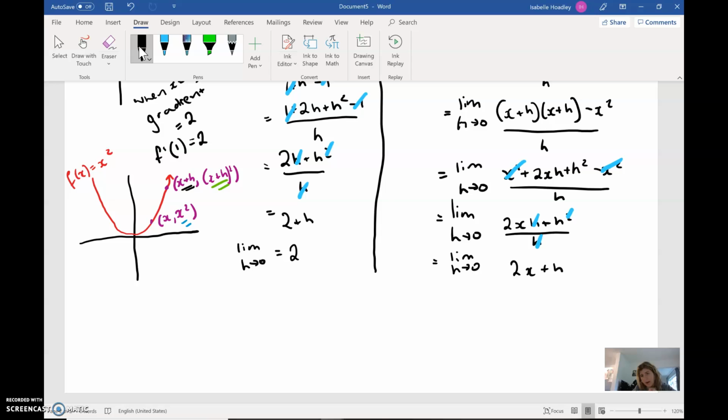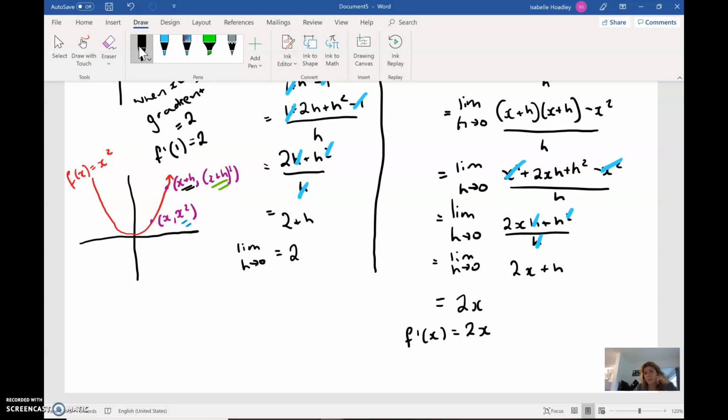Okay, so we're looking at our limit as h approaches 0 of 2x plus h. Now, we've eliminated all the other h's, especially that one on the denominator. So we can now just apply that limit as h approaches 0. Once you've applied that, that becomes 0 and we're left with 2x. So that means that f dash of x equals 2x.